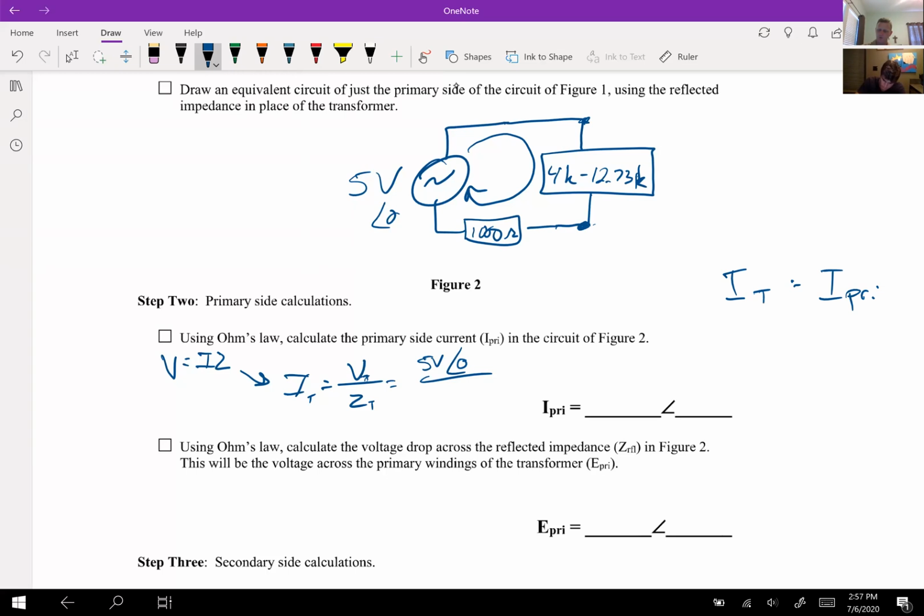So Z total is just add those up. Now it's 5K instead of 4K because we add in the 1,000, because it's the Z total, and then minus J 12,732. Plug that into the calculator and we get 365 microamps, angle 69 degrees.